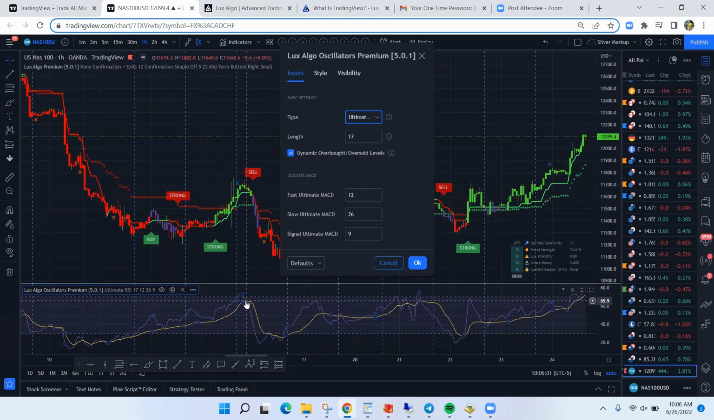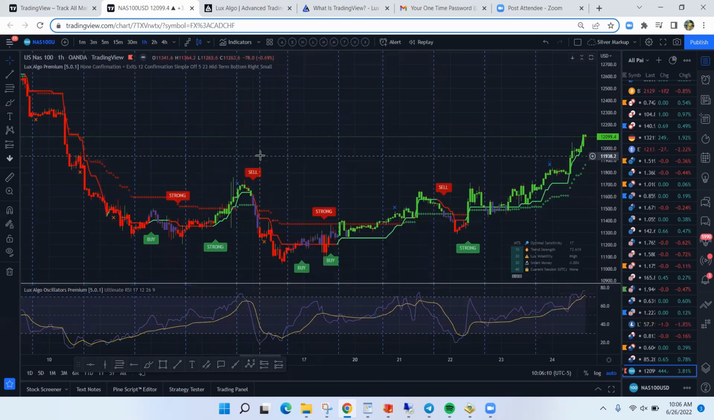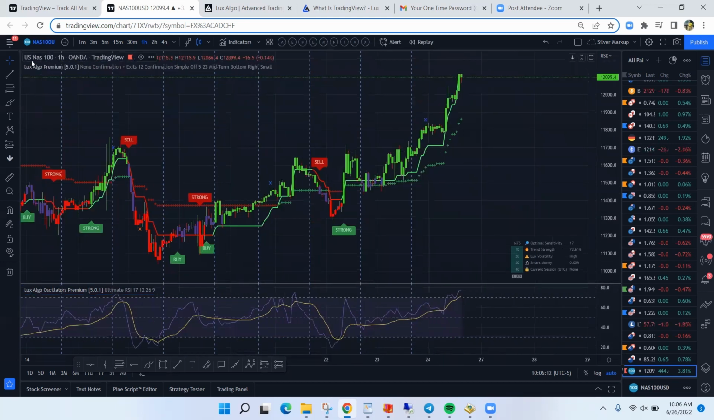It has to be on the higher side of the spectrum for me to take the trade, as far as getting close to overbought. But see how that was a pretty good trade. You'll find different opportunities to get into that trade. So those are different things you can use with Lux Algo, but let's go into the other parts of Lux Algo. That's enough on the indicator and the oscillator.